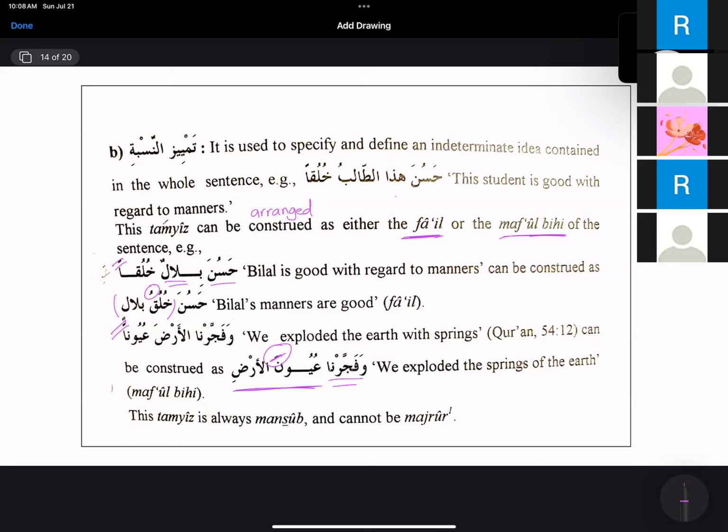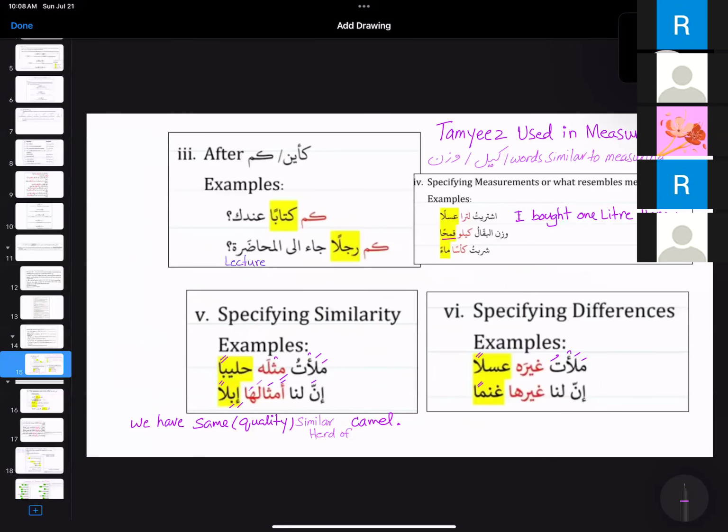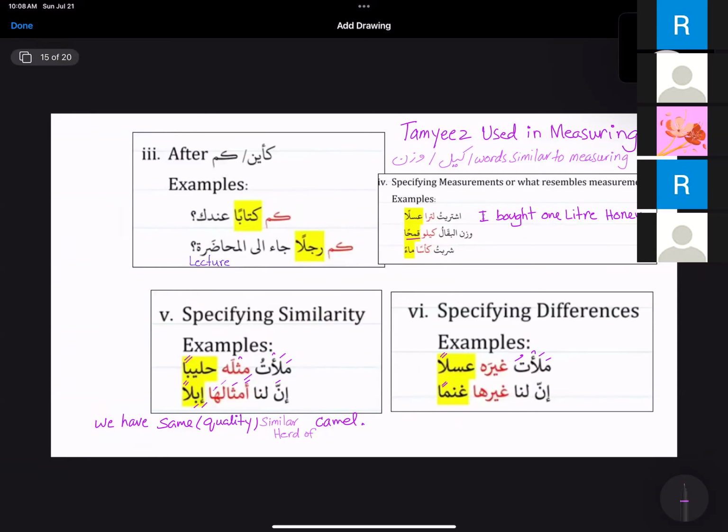This tamiz is always mansub and cannot be majroor. In that sense, it cannot be majroor, but we see that we can make tamiz majroor even. So, kam kitaban indaka, right? So, kam waka ayin in Quran Pak, we will see. So, waka ayin also means how many? So all these words kam kayin need tamiz after them. Kam rajulan, how many people or how many men ja akim ilal muhadira in the lecture. So kam rajulan.